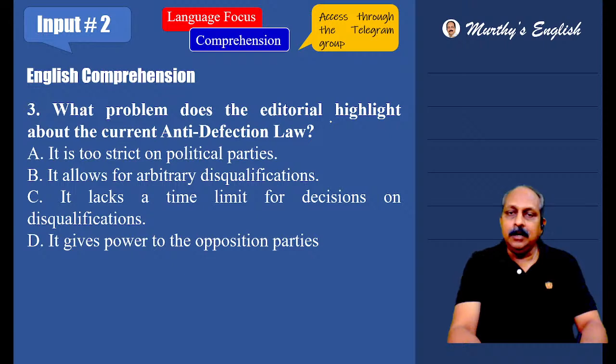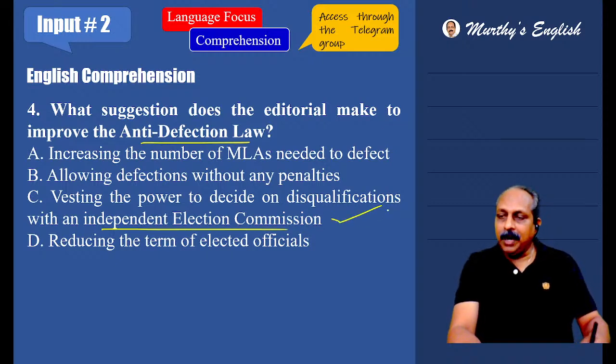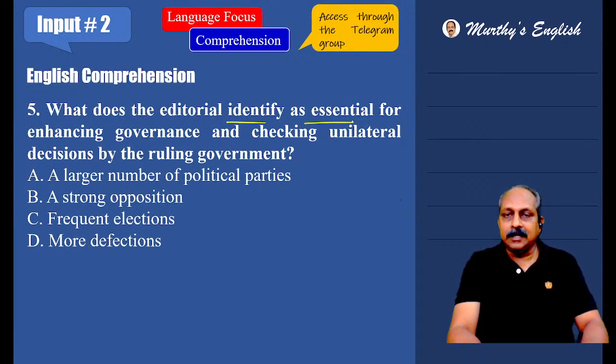What problem does the editorial highlight about the current anti-defection law? The speaker's no time limit. Based on that, it lacks a time limit for decisions on disqualifications. C is the answer. What suggestion does the editorial make to improve the anti-defection law? Vesting the power to decide on disqualifications with an independent Election Commission. This is a stand taken by the editorial. What does the editorial identify as essential for enhancing governance and checking unilateral decisions by the ruling government with brute majority? There should be a strong opposition, clearly mentioned. All these are based on explicit information.